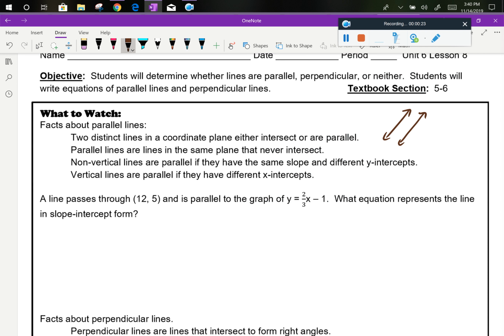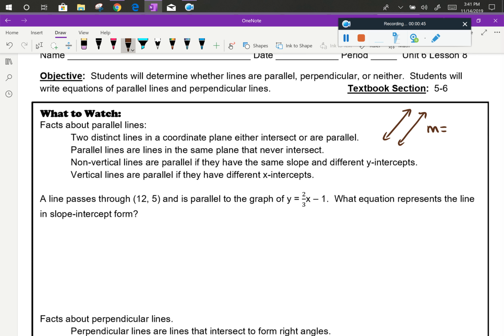And the angle that a line is on is determined by its slope. So if two lines are parallel, the only way that could happen is if they have exactly the same slope. So some facts we want to think about parallel lines. Two distinct lines in the coordinate plane either intersect or are parallel. In other words, two lines either run into each other or they never run into each other.